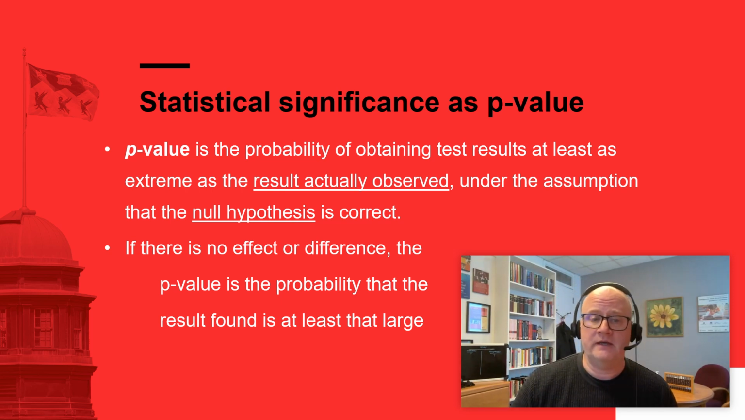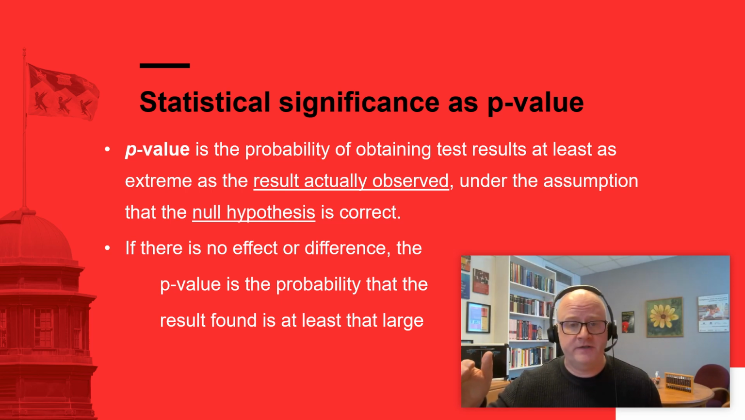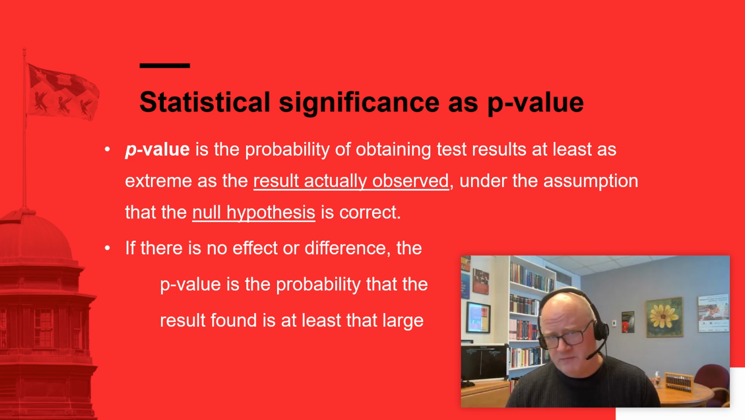For example, and this doesn't just apply to research, this also applies if you're using a clinical instrument like a checklist for depression. And you use this checklist and a person scores, let's say, 2 standard deviations above the mean on the depression scale. What that really means is, if the person does not have depression, what's the probability that they would score 2 standard deviations above the mean?